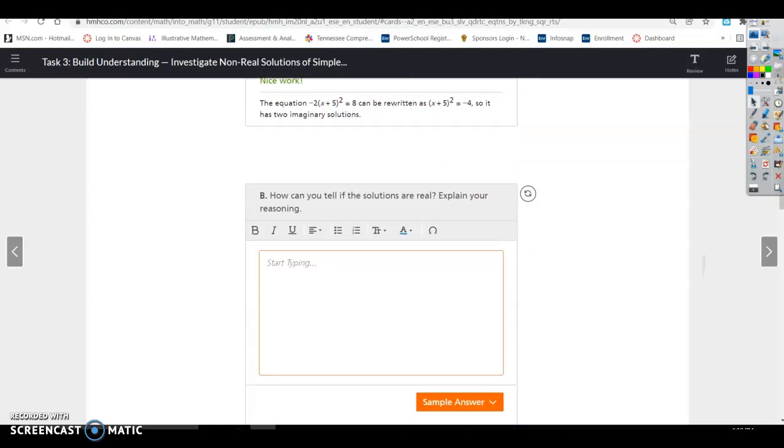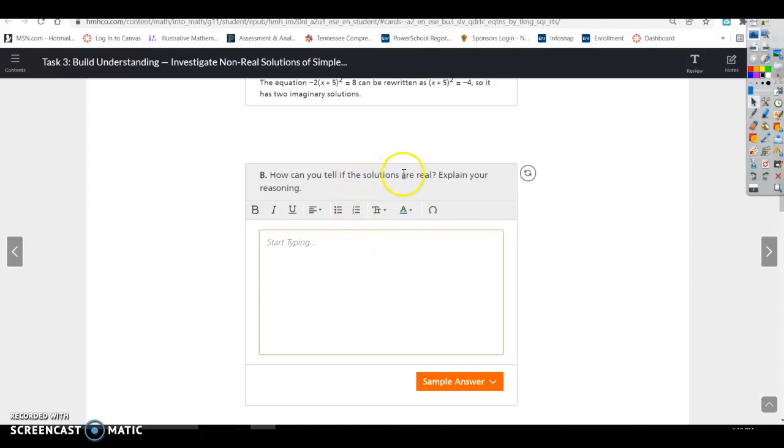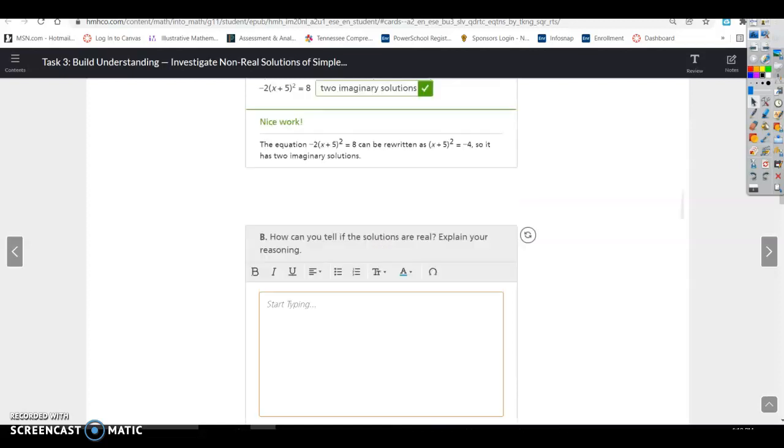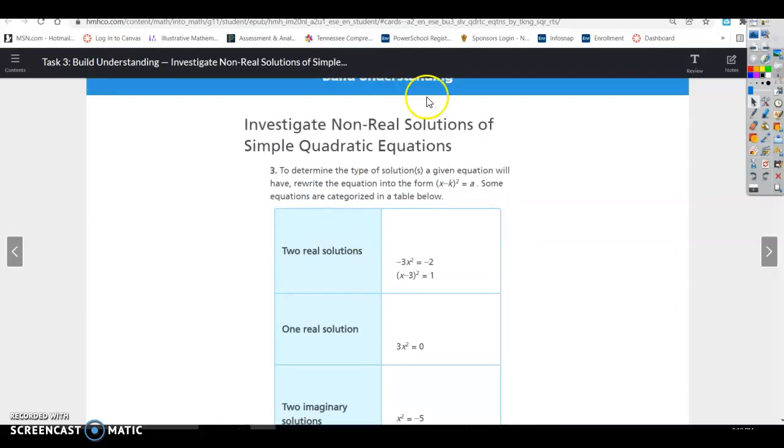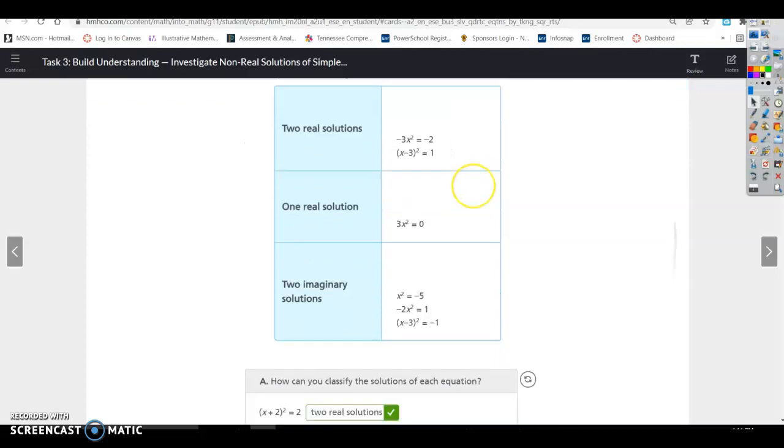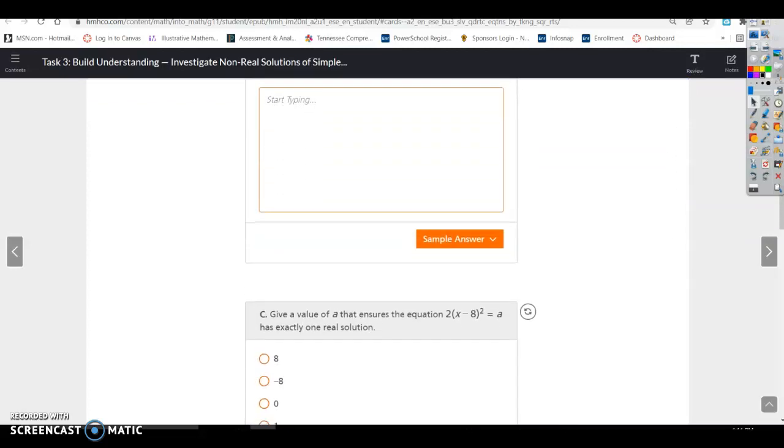All right, the next part says, how can you tell if the solutions are real? Explain your reasoning. Again, the number on the end, I think previously it's called A. So if this number A is positive, then it's going to produce two real solutions. If this number is negative, it's going to be two imaginary solutions. And if this number is 0, it's going to produce one real solution.